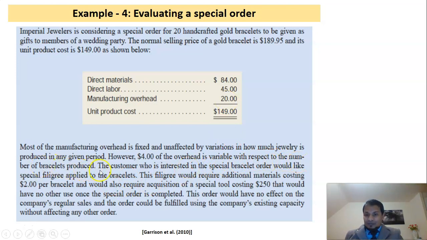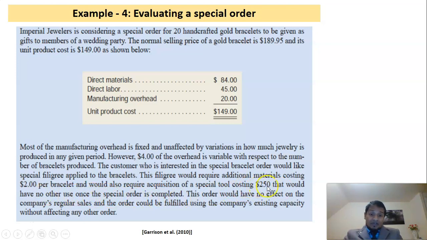With respect to the number of bracelets produced, the customer who is interested in the special bracelet order would like a special filigree applied to the bracelets. So the special order requires some extra work, and if it requires extra work, you need to spend extra money that you need to consider as well. That is relevant, that you have to incur in future. This filigree would require additional material costing $2 per bracelet. So you have to spend an extra $2 for every bracelet, and it would also require acquisition of a special tool costing $250 that would have no other use once the special order is completed.